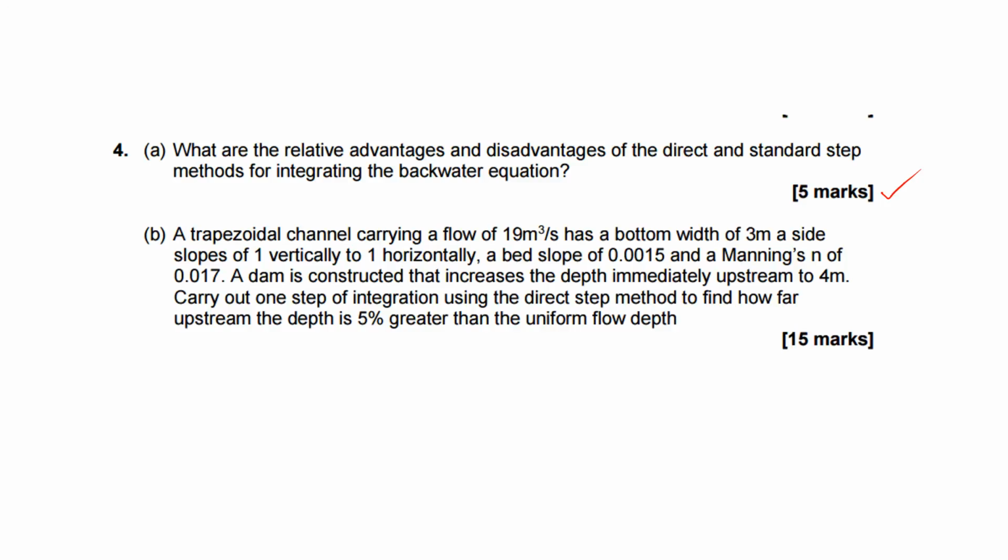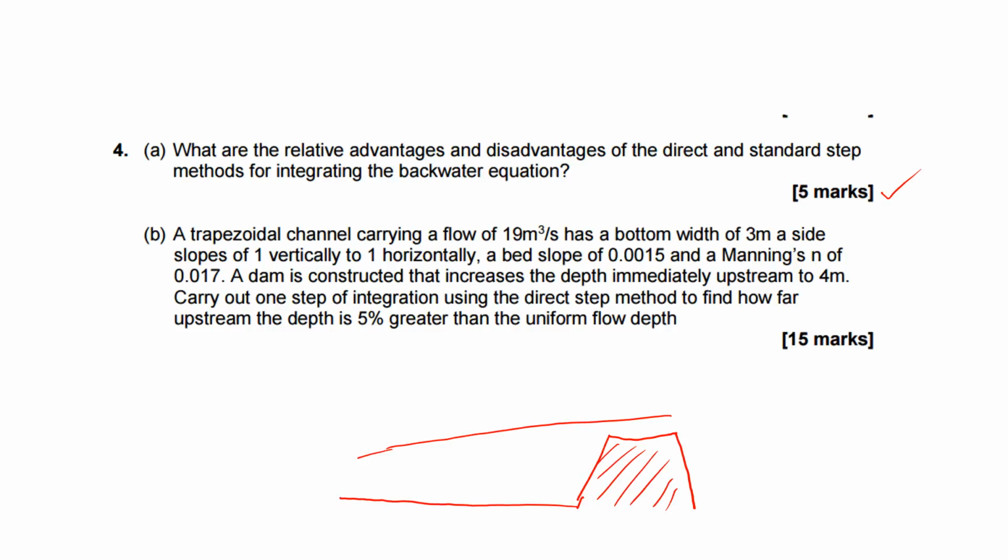To understand what the question is asking, I always find it easy to draw the problem out. So just draw it here. This is your dam. And then there's a flow over the water, and this is your bed slope. Now it says immediately upstream of the dam the water depth is 4 meters. So the depth here is 4 meters.